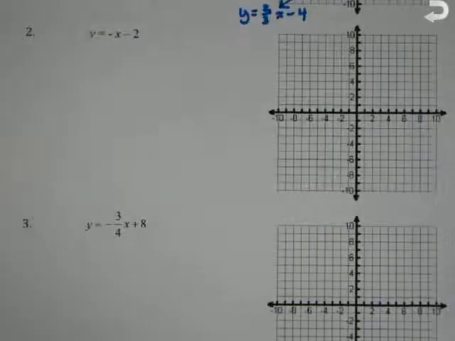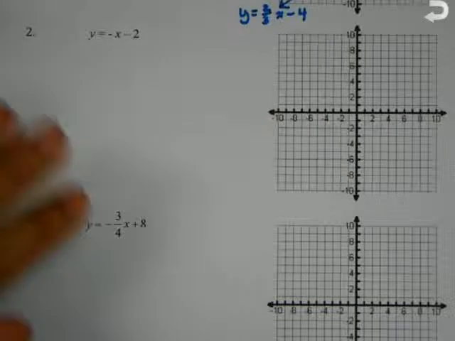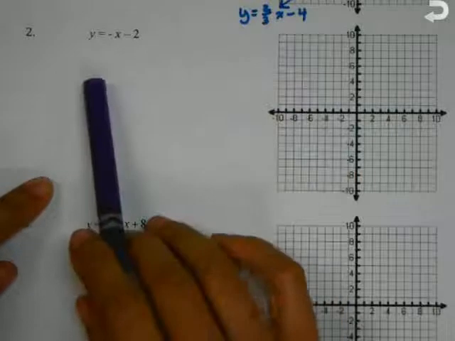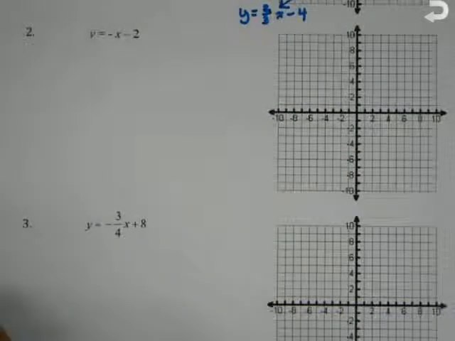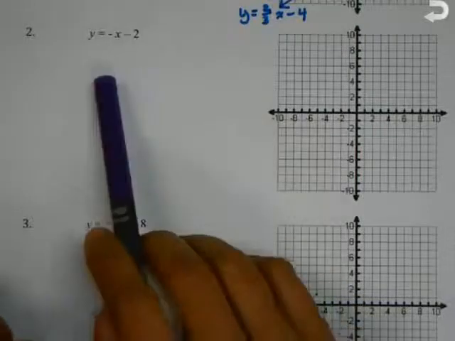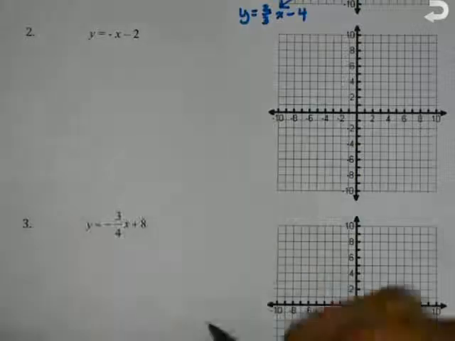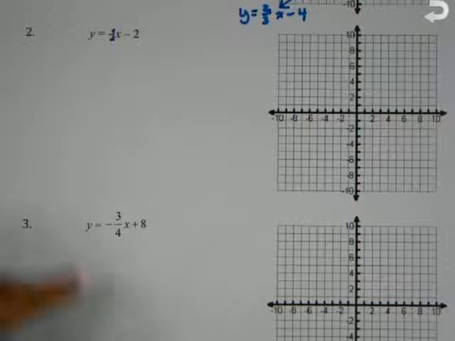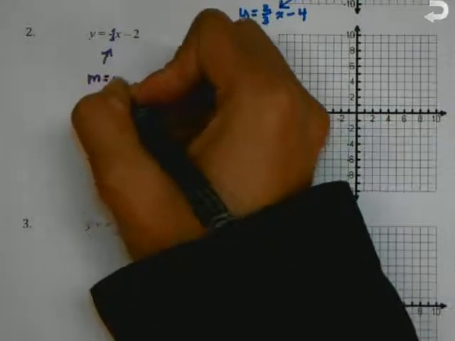Okay, so now let's move on to question number 2. It's slightly a different form. It's still the same form, y equals mx plus b, but the equation that you have is y equals -x minus 2. Now in this case, in front of x, there doesn't seem to be a number, it's just a negative. So what is the coefficient in front of that x? Whenever we don't have a number, just add a 1 in front of it. So in this case, our slope, m, is equal to -1.